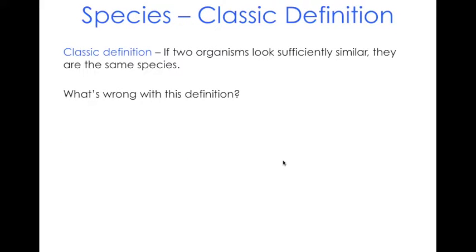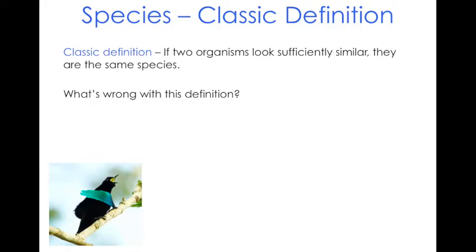Okay. Now let's look at the classic definition. Basically, what we used to do is, if they look similar, they must be the same species. Now, hopefully, you can immediately identify that it can be confusing to try and recognize some species, because some species might be the same species, but genders within the species or individuals look extremely different, like, for example, dogs.